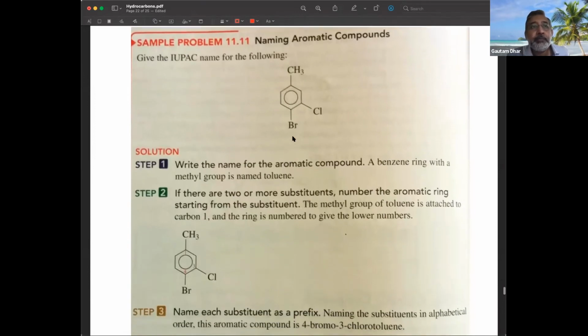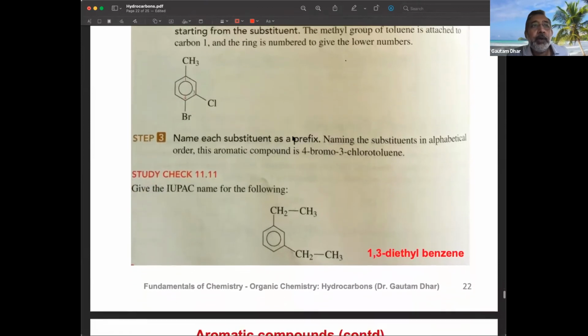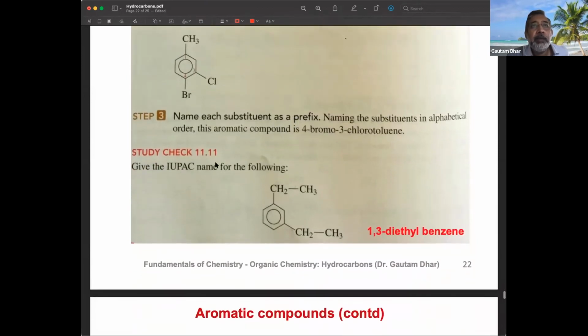Now, if you look at this one, study check 11.11: give the IUPAC name of the following. These two attached groups, the ethyl, two of them, so diethyl, where? 1,3. So 1,3-diethylbenzene. Now diethylbenzene is one word. It's not separated, so don't separate. That's the typo.